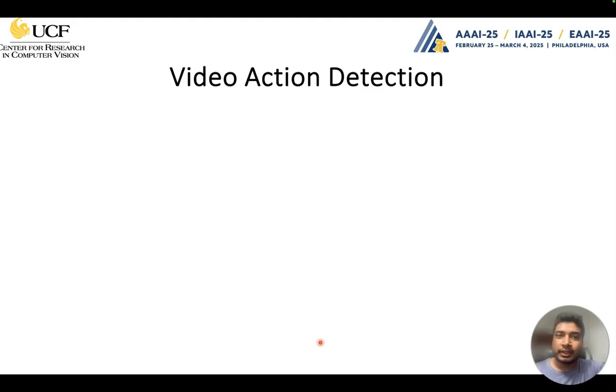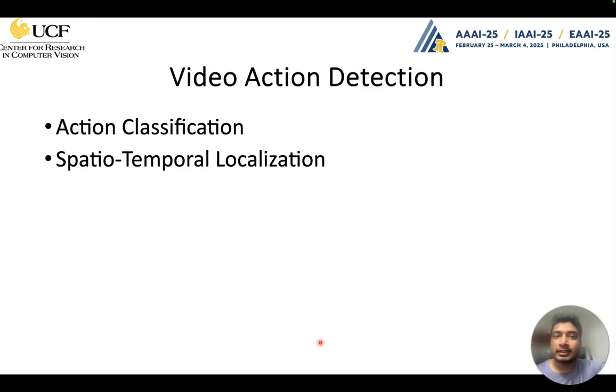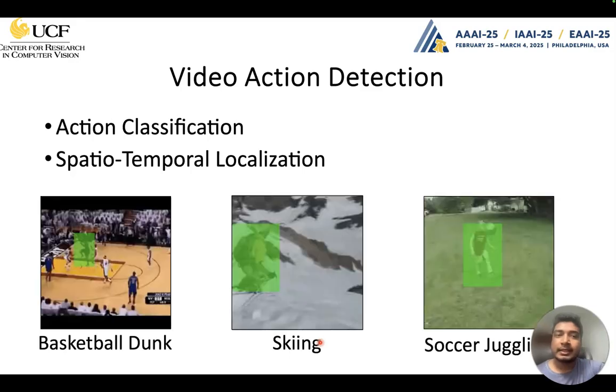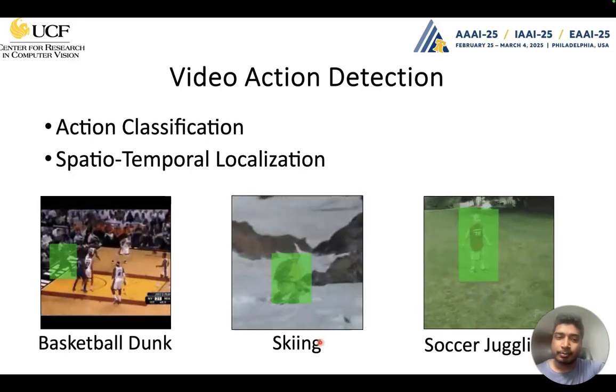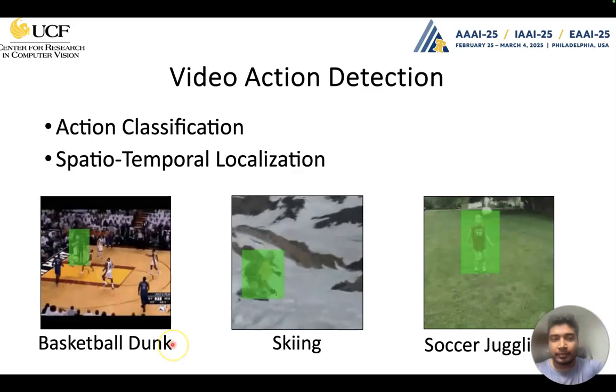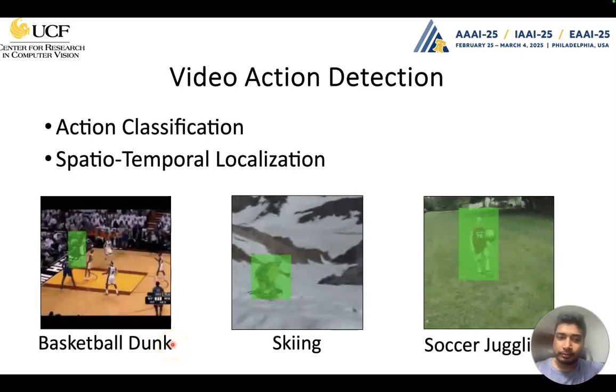The problem we are solving in this paper is video action detection. Video action detection combines two things. One is action classification to recognize what action is getting performed, and the other is spatio-temporal localization to localize that action in each frame. Below are a few examples from one of the classes from UCF101.